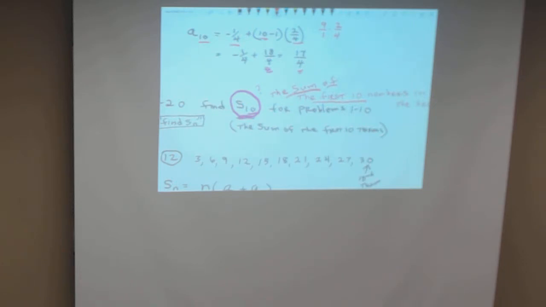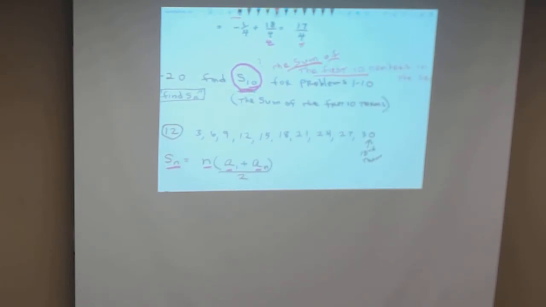So, any idea what I'm going to do to find the sum of those 10 numbers? Turn on my calculator and go 3 plus 6 plus 9 plus 12 plus 15 plus 18 plus 21 plus 24 plus 27 plus 30. And I just got 165.